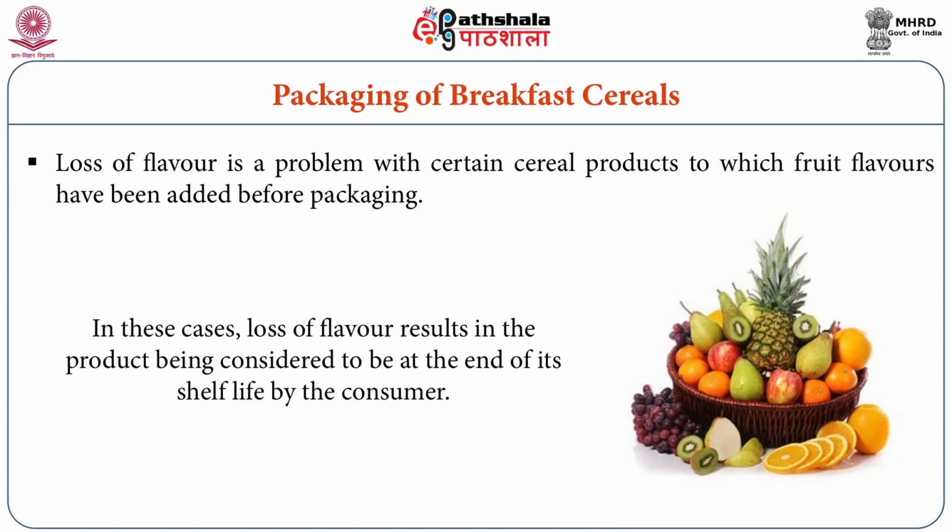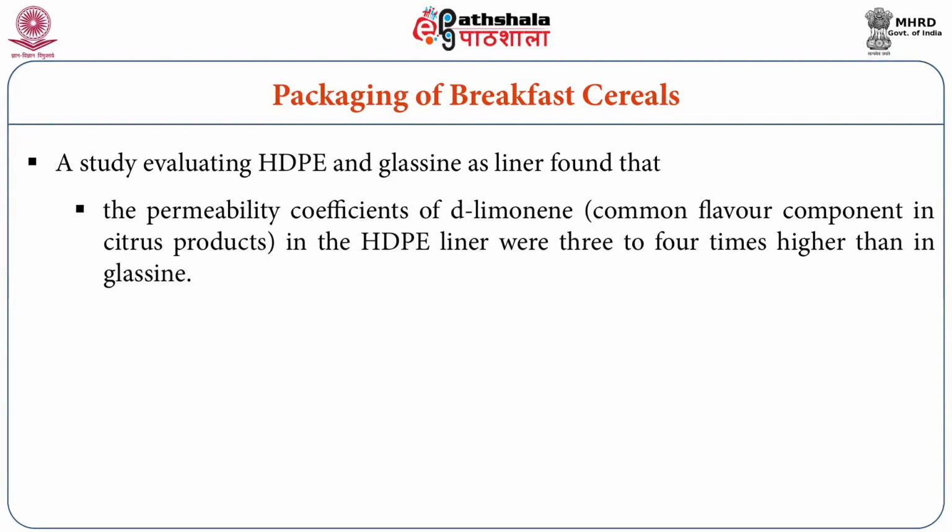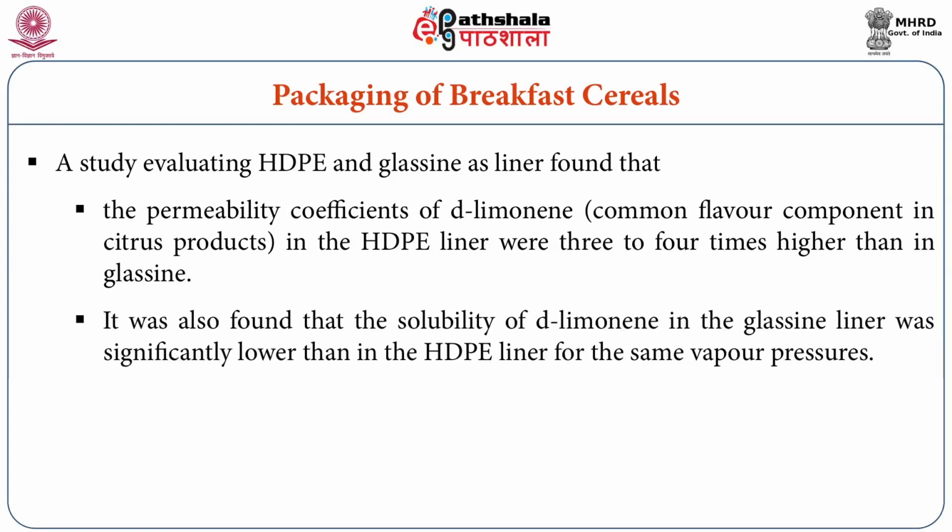In these cases, loss of flavor results in the product being considered to be at the end of its shelf life by the consumer. A study evaluating HDPE and glycine as liner found that permeability coefficients of D-limonene, which is a common flavor component in citrus products, in the HDPE liner were 3 to 4 times higher than in glycine. It was also found that the solubility of D-limonene in the glycine liner was significantly lower than in HDPE liner for the same vapor pressures.